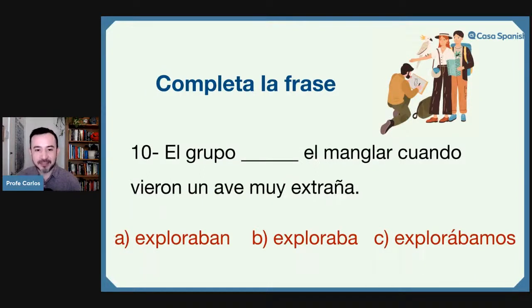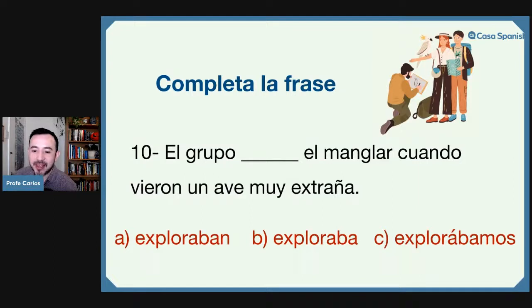Completa la frase. 10. El grupo, el manglar, cuando vieron un ave muy extraña. A. Exploraban. B. Exploraba. C. Explorábamos.